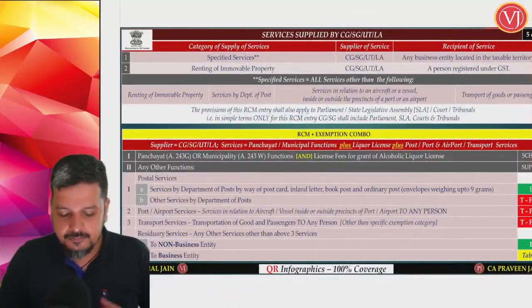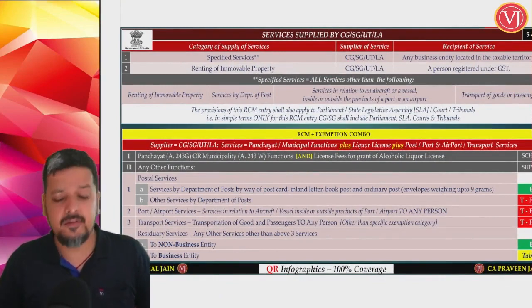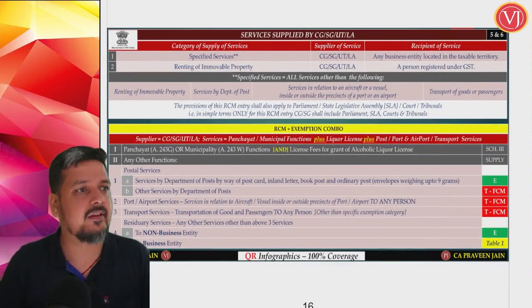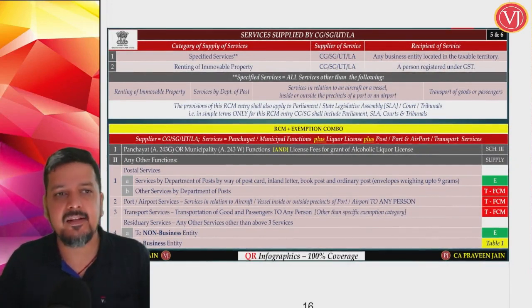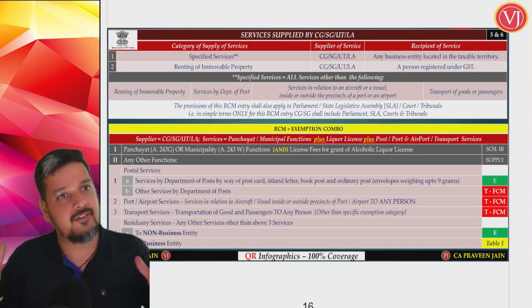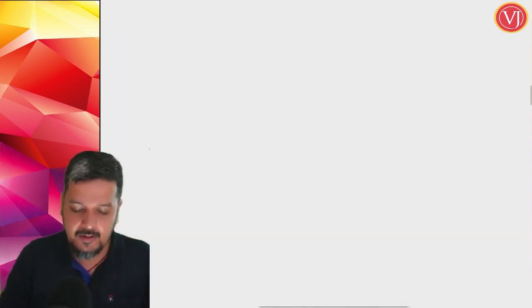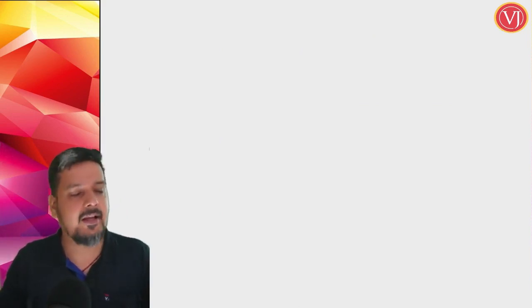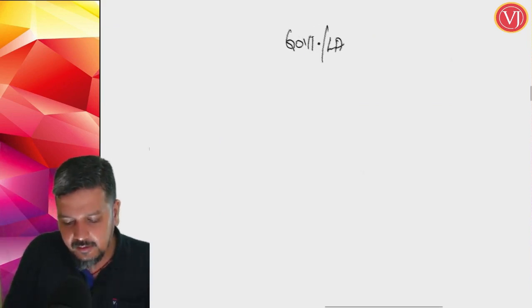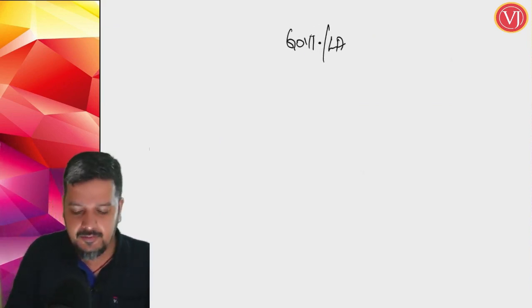Now, the lengthiest service in your entire exemption and RCM is government service. It is the lengthiest service in your entire RCM and exemption. Both when you see exemption as well as RCM, it is the lengthiest. Now let us try to see that. Services by government or local authority, where the government or local authority is the supplier.